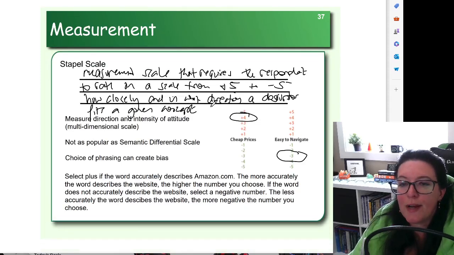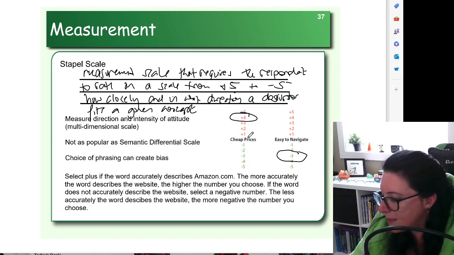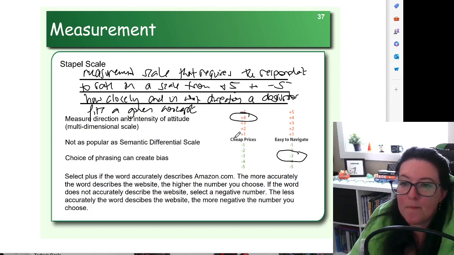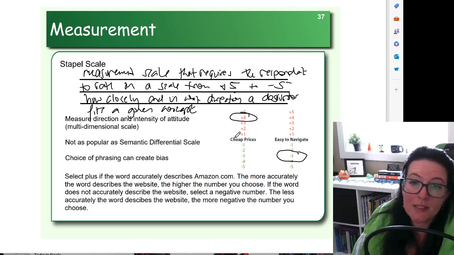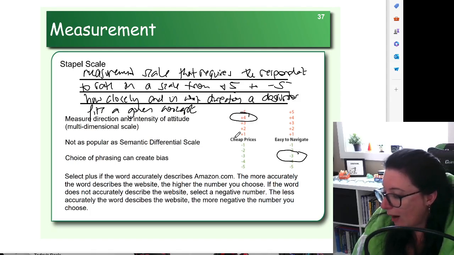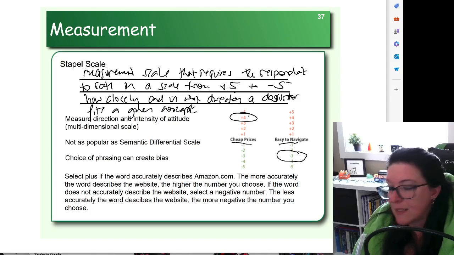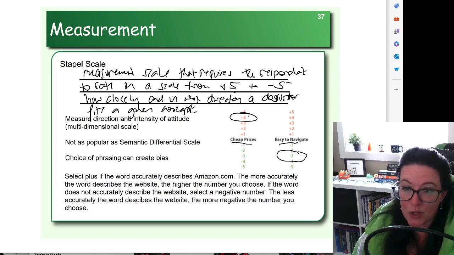The choice of phrasing here can create bias. So what we use as this here, the word cheap, is that interpreted as just a low price, or is that interpreted as not value for my money? So we got to be careful in terms of the wording. That's true with all of these scales. Got to be very careful about how people interpret the phrases that are used to have a common interpretation.